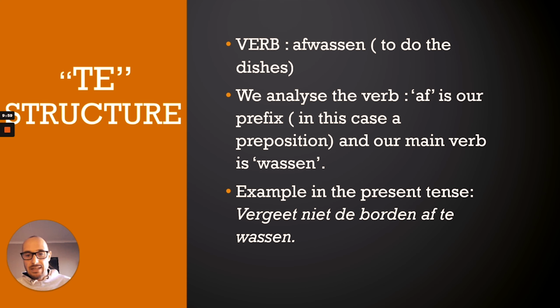And as you look at our separable verb now, you will see the infinitive of the main verb we will put at the end, wassen, right? Then just before you have te, and our prefix will be just before te. So we split them up again. Vergeet niet de borden af te wassen. Alright, so this is how we use the separable verbs with the te structure.